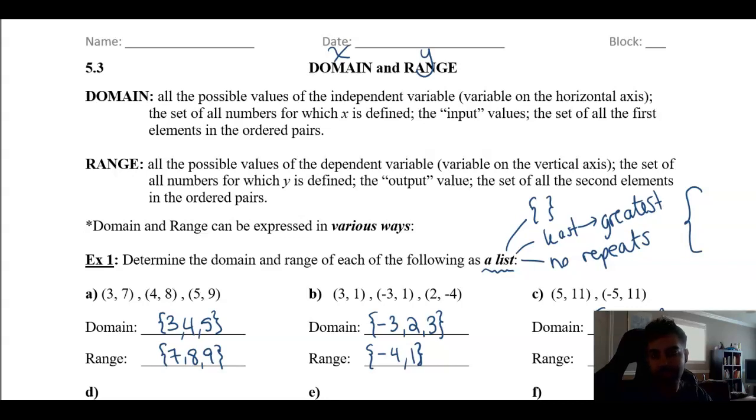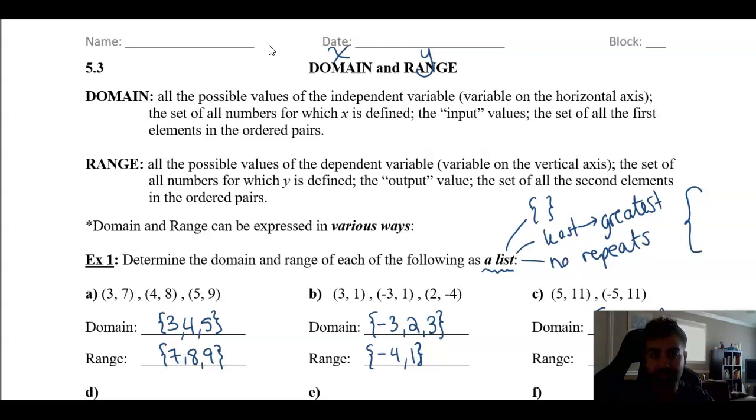5.3, let's go. So domain and range. Just know the domain is basically all the values that are possible for the x, right? So going left and right on a graph. And the range is all the possible values of y, right? So how far up or down it can go on the graph.